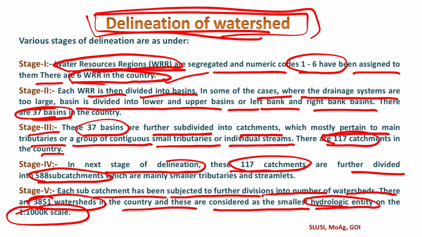So first we have the water resource region, which is the larger area. Then the water resource region is again divided into basins. So we have 37 basins in our country. From 37 basins we have 117 catchments. From 117 catchments we have 588 subcatchments, and from 588 subcatchments we have 3,851 watersheds. So the watershed is the smallest unit in a watershed program.